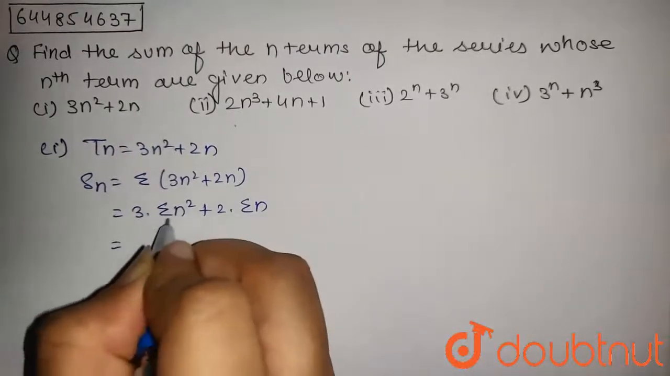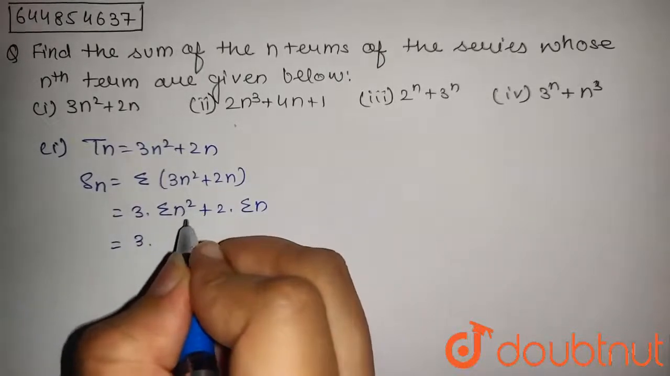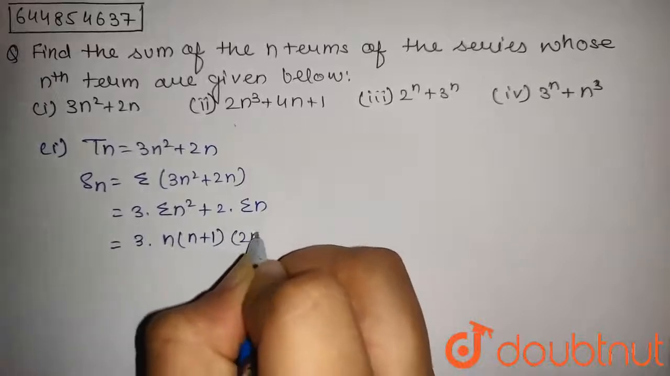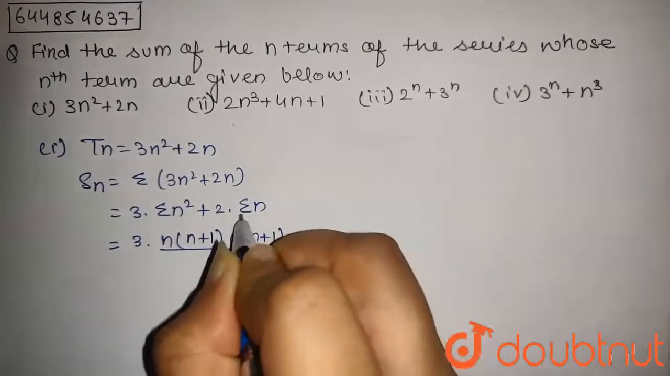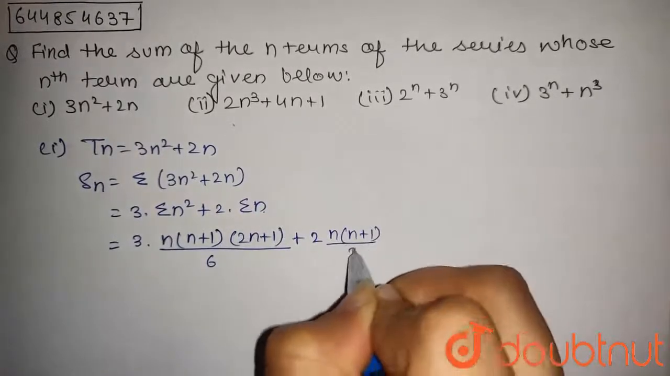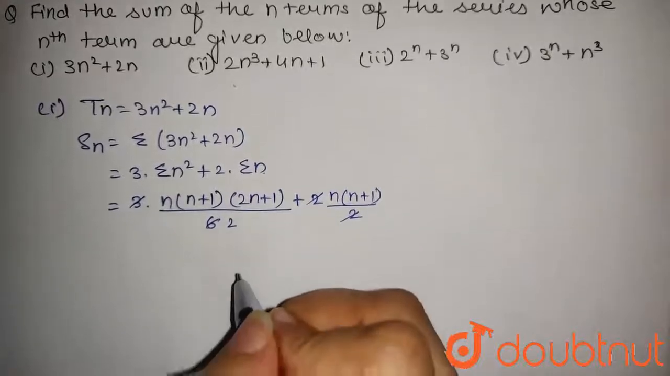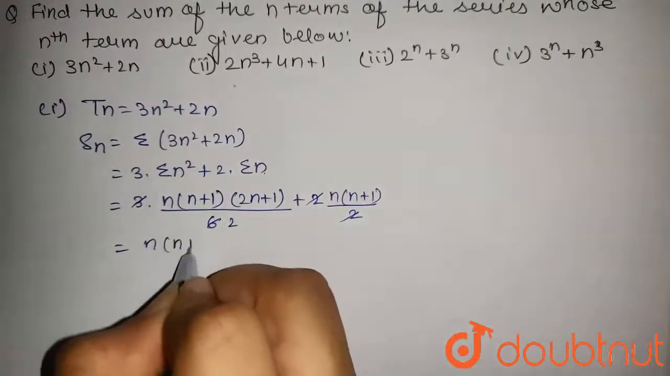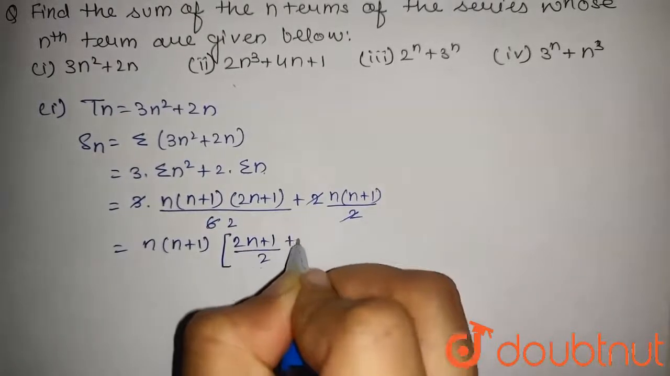Now 3 into summation of n square is given by n into n plus 1, 2n plus 1 by 6, plus 2 into summation n is given by n into n plus 1 by 2. Now this 2 and 2 will get cancelled. So from this, now taking common n into n plus 1, we get n into n plus 1 into 2n plus 1 by 2 plus 1.